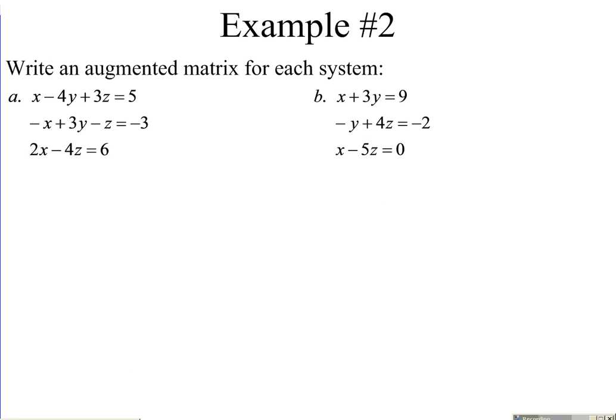Example 2. Write an augmented matrix for each system. When we're talking about an augmented matrix, matrices are going to allow us to solve systems of equations very, very quickly, especially using a calculator. In a matrix, each equation is represented in a row of the matrix. Each variable in an equation is represented along with the constants in a column of the matrix.